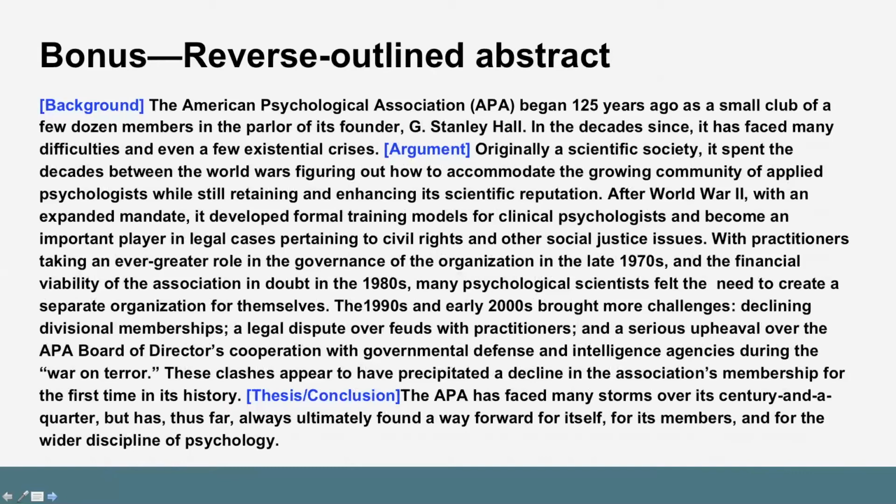So here, these writers first just gave us a brief background. They then outlined their argument, and then they decided to end their abstract with their thesis, or in this case, also their conclusion.